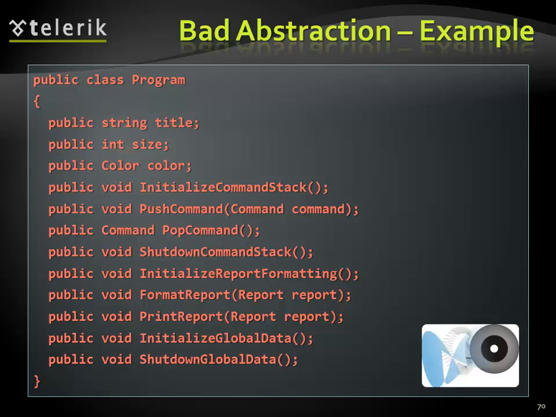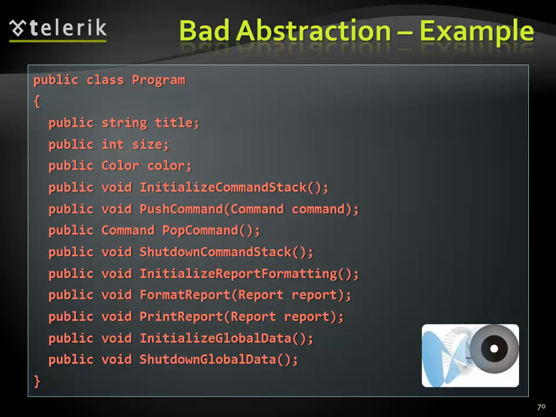So we have a member called title, a member called size, a member called color, and we also have methods called initialize command stack, push command, pop command, shutdown command, and these are all about commands. But title, size, and color have nothing to do with commands. So that's two different types of data, and they're quite unrelated. So it doesn't really make sense to use them under the same class.